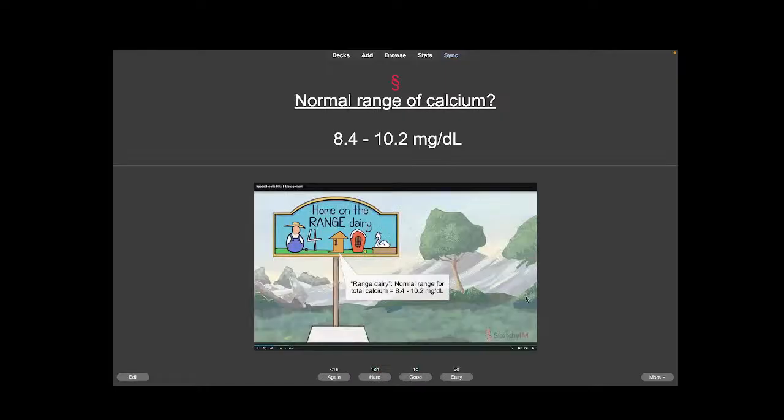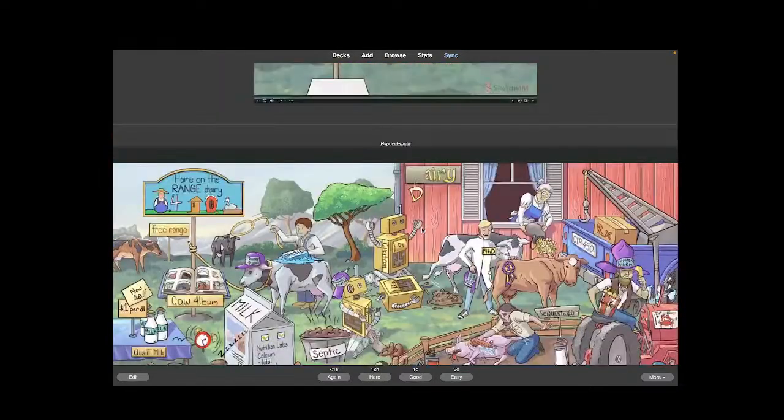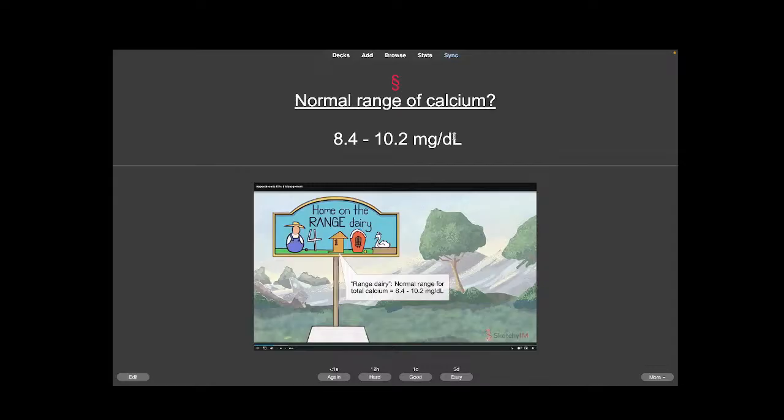What is the normal range of calcium? It's like 9 to 11. This is impressive. I can't believe they made one image like this. 8.4 to 10.2 milligrams per deciliter.